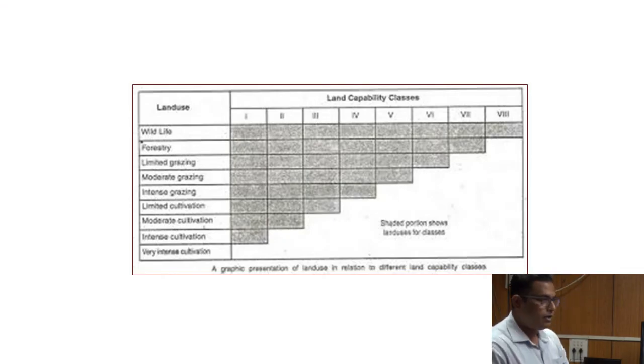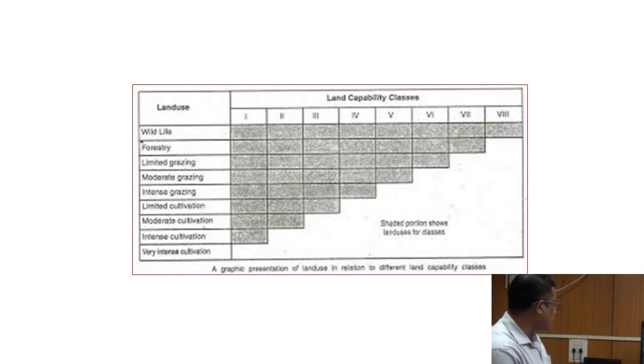Now in a nutshell, what we can see in a graphic form is, we have categorized all the different classes, class 1 to class 8, and these are the activities or land use that we can do: wildlife, forestry, limited grazing, I'm sorry the letters are not very clear, moderate grazing, intensive grazing, limited cultivation, moderate cultivation, intensive cultivation, very intensive cultivation. And in this column, we have put all the different classes.